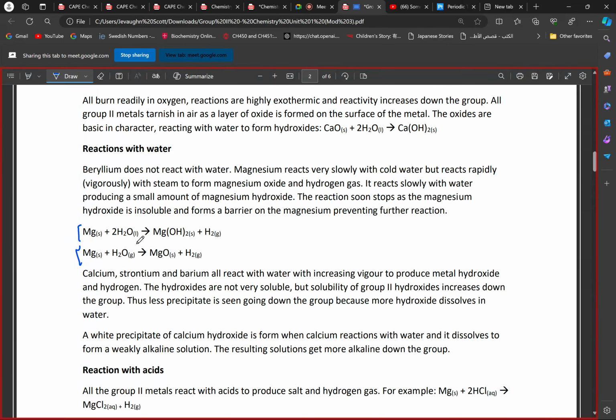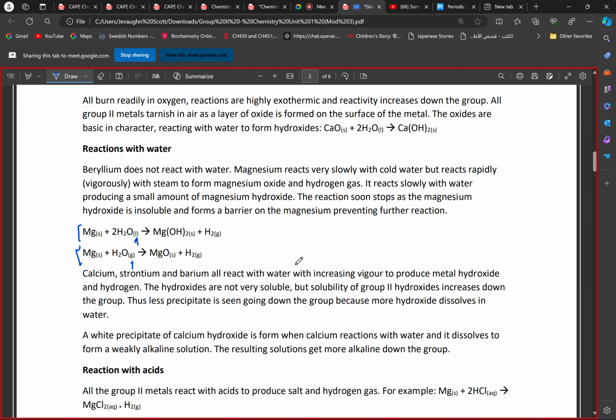But in regular cold water, it reacts slowly to form magnesium hydroxide. This reaction soon stops as the magnesium hydroxide is insoluble, and then there's a barrier between the magnesium, preventing further reaction. So after it drops into the water, it forms the hydroxide coating and remains there. Calcium, strontium, and barium all react in water with increasing vigor to produce metal hydroxides and hydrogen gas.